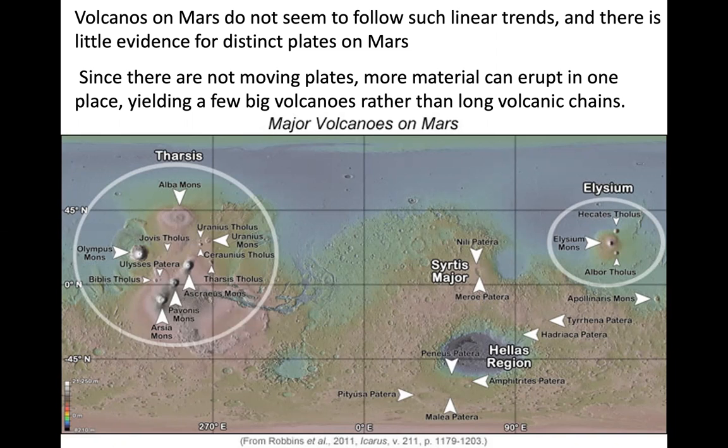So the surface and the material on the surface isn't slipping relative to hotspots. So if there's a place where stuff is erupting, it just keeps erupting in the same place and builds up big volcanoes instead of the surface drifting relative to this stuff and building up a lot of smaller volcanoes. That at least seems to be the case. And it's part of the reason why Mars seems to have such large structures.